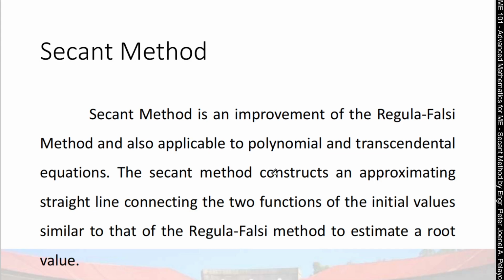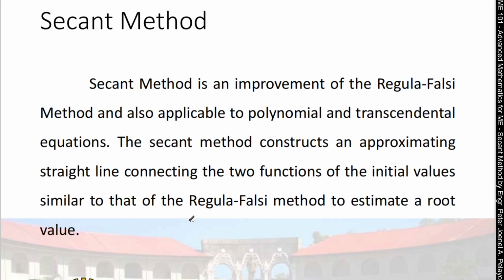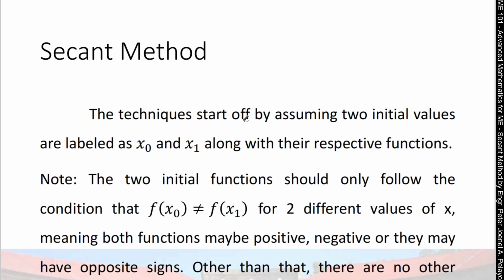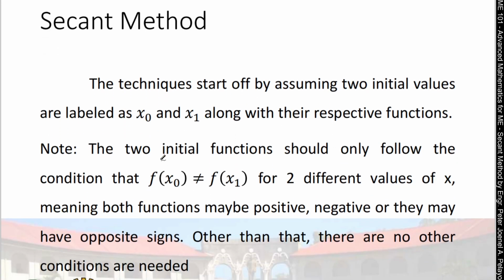The secant method constructs an approximating straight line connecting the two functions of the initial values, similar to that of the regular falsi method, to estimate a root value. So the technique starts off by assuming two initial values labeled as x0 and x1 along with their respective functions.